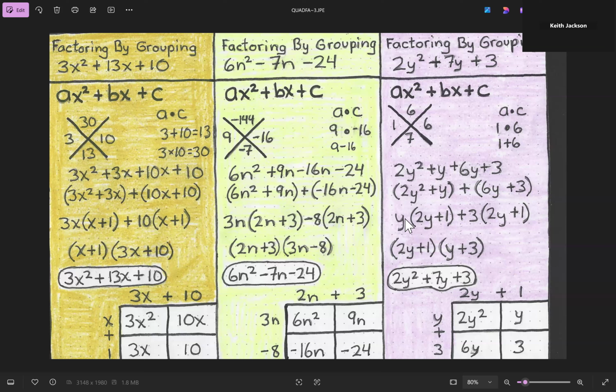Okay, so when we factor out a y, we get y times the quantity of 2y plus 1. And how do we know? Because if we go y times 2y, we will get 2y squared. And if we go y times 1, we will get our y. So this grouping does work.